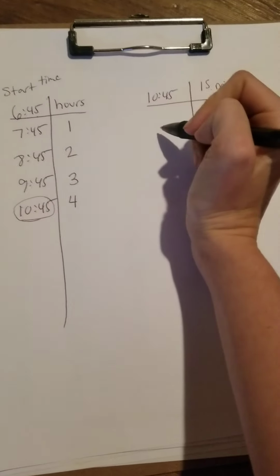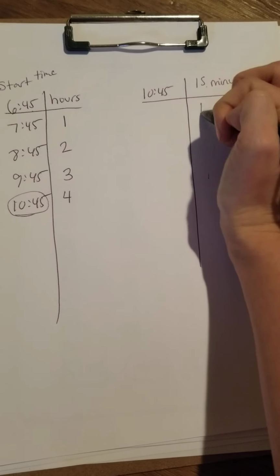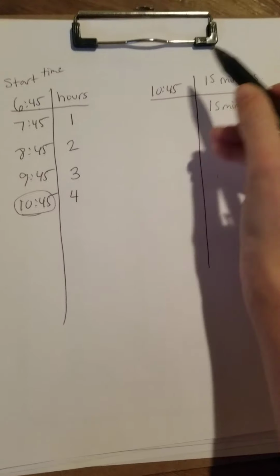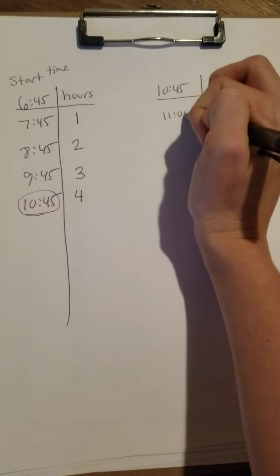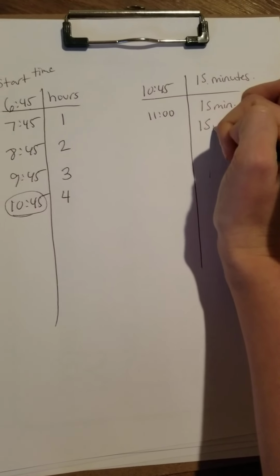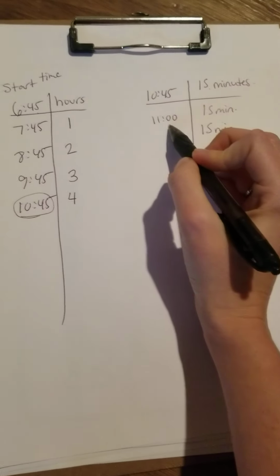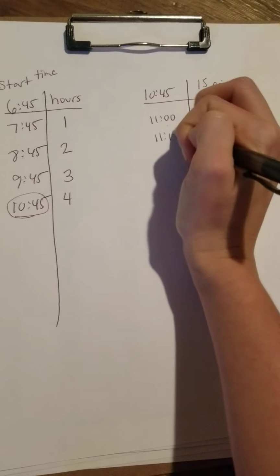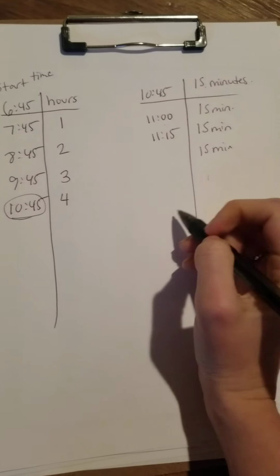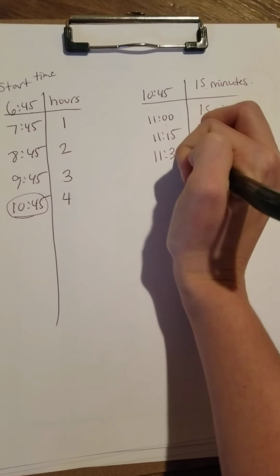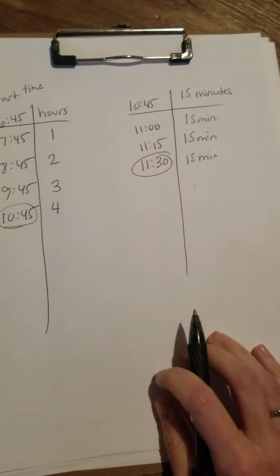Okay, so I'm going to go ahead and do 15 minutes later, which would make this 10:45 turn into 11. I'm going to do another 15 minutes, which would make the 11 now be 11:15. I'm going to do another 15 minutes, which would get it to 11:30, which is the final end time.